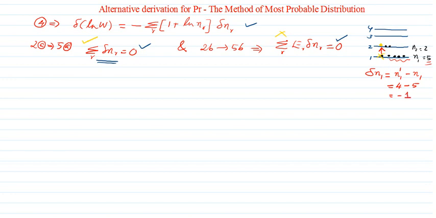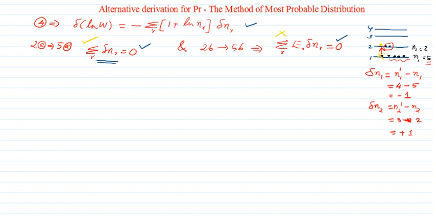In the same manner, can you calculate delta of n2, the change in the population of the second level? Initially the level had only 2 particles, and finally the state has 3 particles. So it will be n2 dash, the final number of particles in the second state, minus n2, which is 3 minus 2. I have to take final minus initial to get a change. So that will be equal to plus 1. Have you got it? It is equal to plus 1.